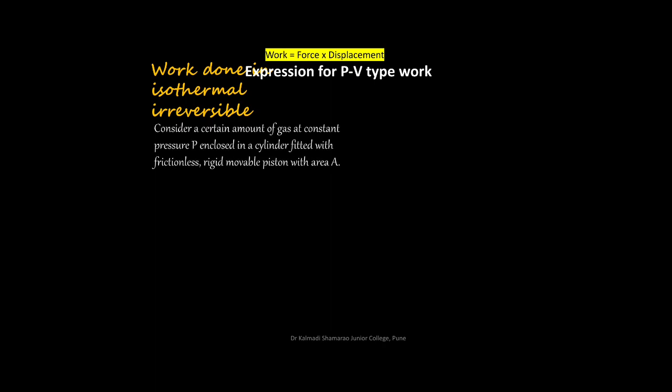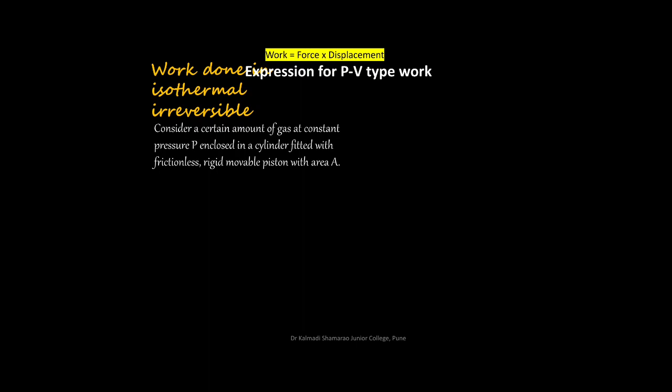Till now, we have seen the formula for work, that is work is equal to force into displacement. It means that whenever any object undergoes displacement with a specific force, then we can say that work is done. In thermodynamic processes, the work is in the form of pressure and volume type. Now, let us see the work done in an isothermal irreversible process.